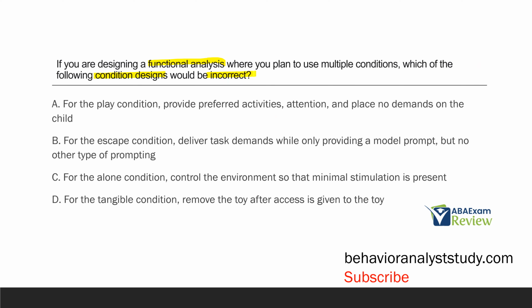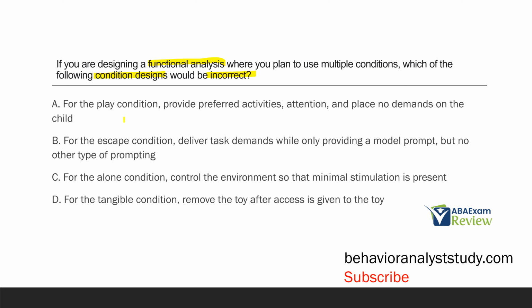So, let's look at A. For the play condition, provide preferred activities, attention, and place no demands on the child. The play condition, also known as our control condition, is exactly what A says, right? They have preferred activities available, they have attention available, there's no demands on them. There's really no reason for them to engage in the behavior unless, let's say, maybe it's automatic. That's why it's considered our control condition, because we're not manipulating specific functions.